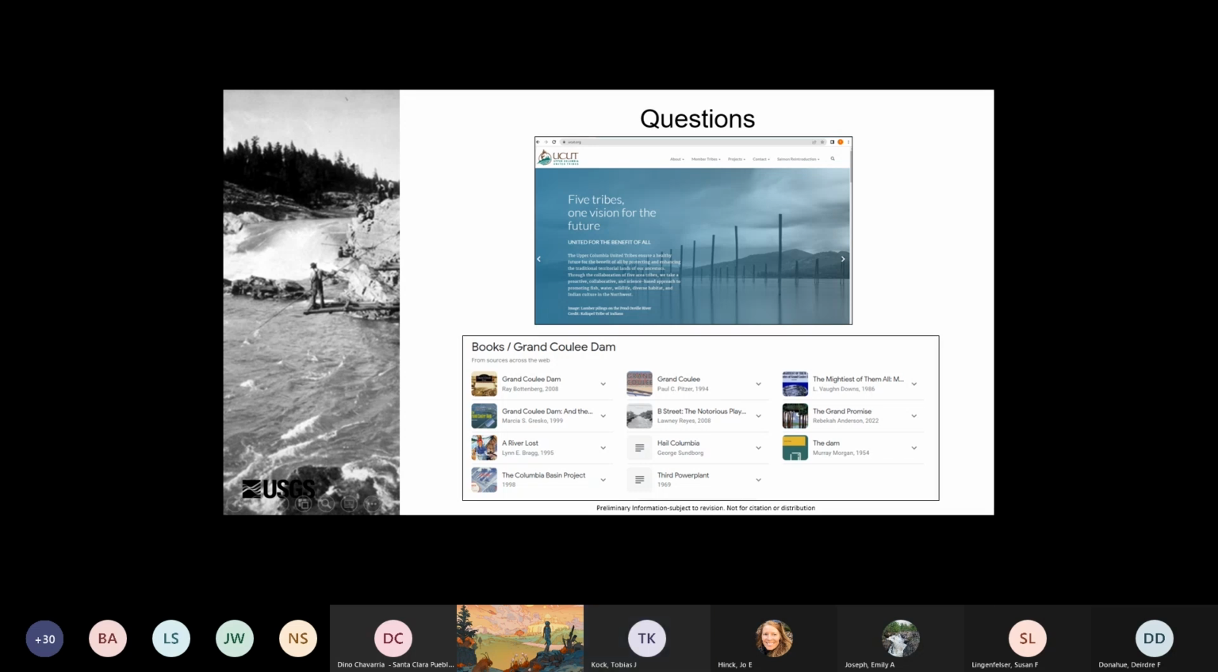A screenshot of the UCUT website and list of books on Grand Coulee Dam include Grand Coulee Dam, A River Lost, The Columbia Basin Project, Grand Coulee, B Street, Hail Columbia, Third Power Plant, The Mightiest of the All, The Grand Promise, and The Dam.